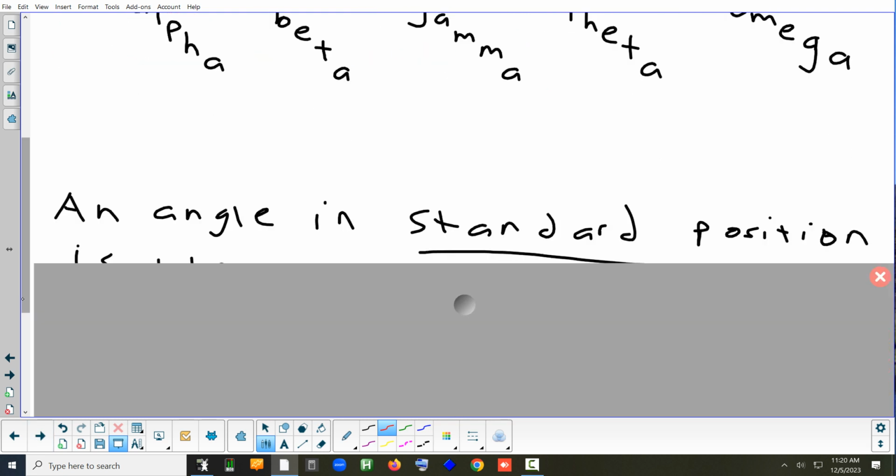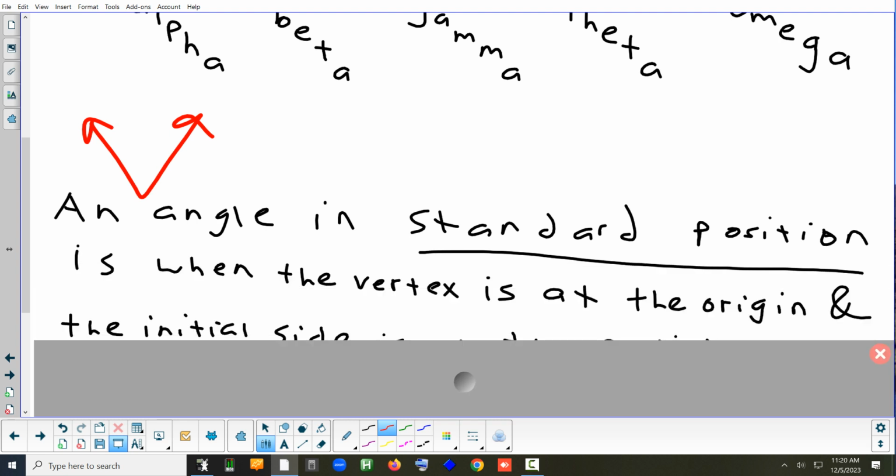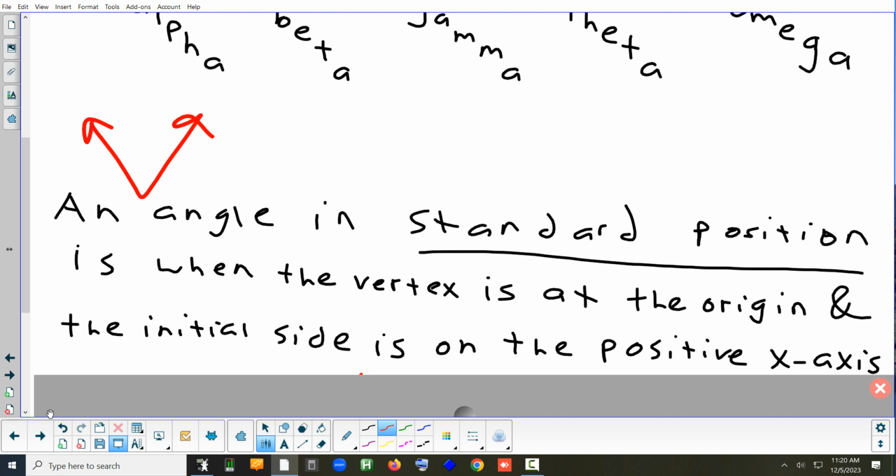All right, so earlier I alluded there's a certain way you should be drawing an angle. If you draw it like this, you're just making it more confusing for someone to figure out the initial and terminal side. But if you draw it in standard position, then you can look at it and there's no question which side is which.